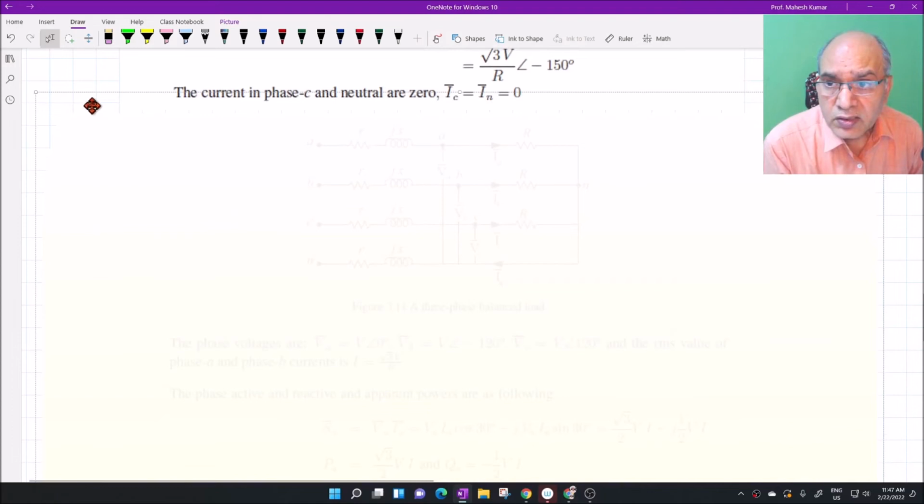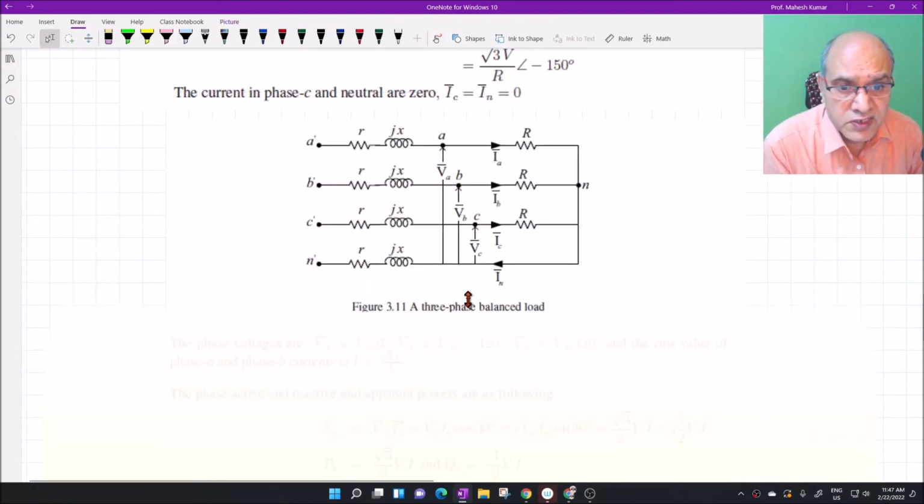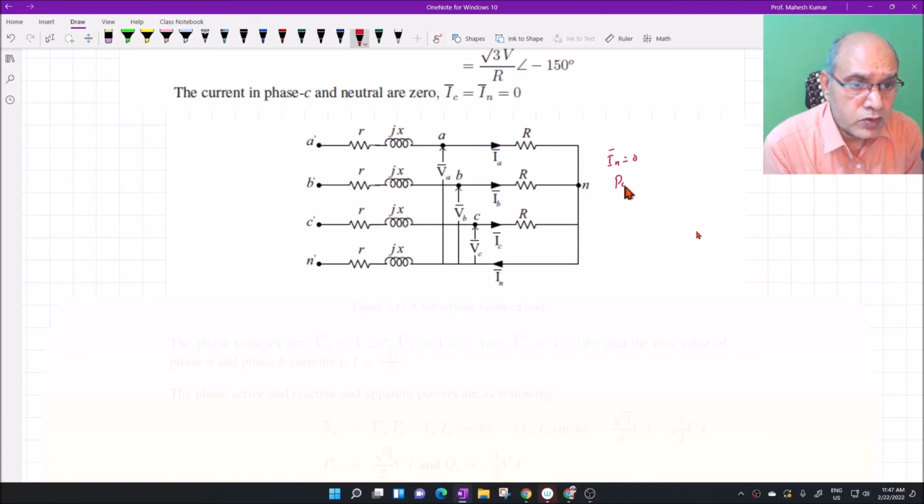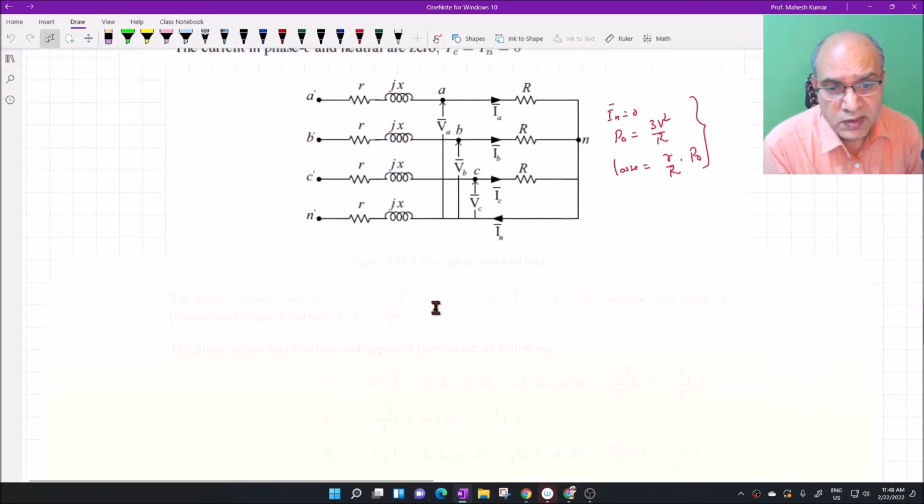Now the second case which I have discussed is like this, where we have a 3-phase system perfectly balanced. For that case we have found that IN equals 0 because it is a balanced 3-phase system, and P0 is the same as the previous case, 3B square by R, and losses are basically R by R into P0. This is the balanced case. In the unbalanced case, this is twice of this. This is a very important point.